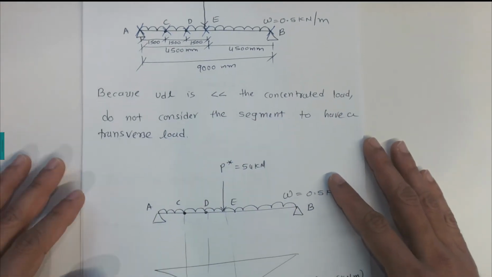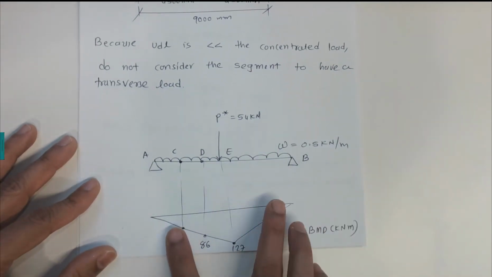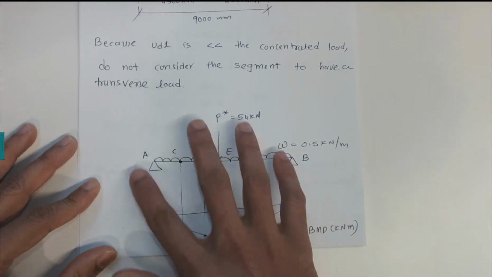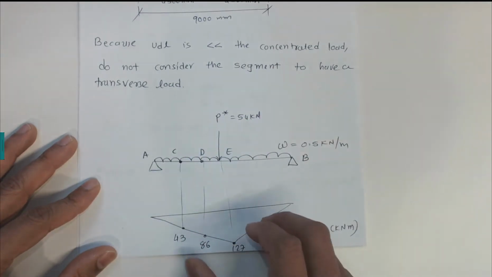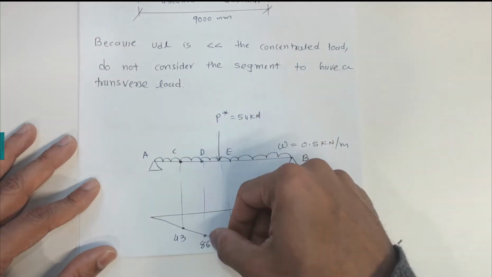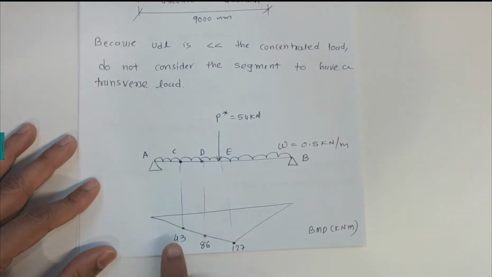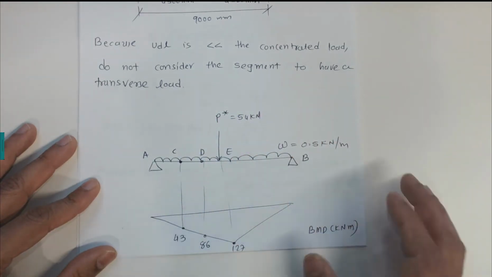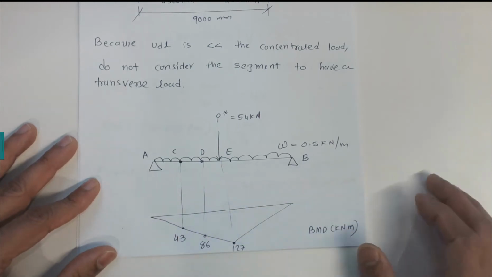So those are the conditions. Now the bending moment diagram is given as well, so you do not need to work out the bending moment diagram. In the question the bending moment diagram is given. We have obtained the bending moment at the midpoints, at this 1500 millimeters and another 1500 millimeters. So that is considering the structural analysis of the problem.